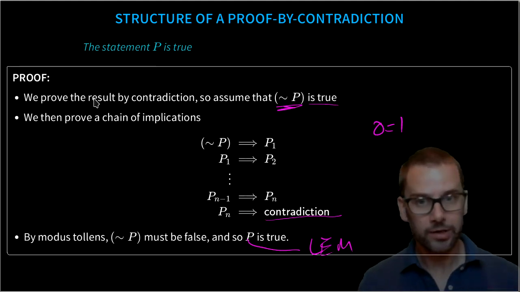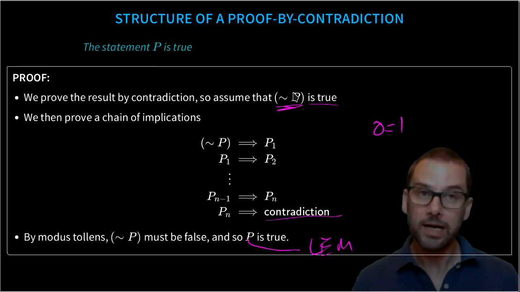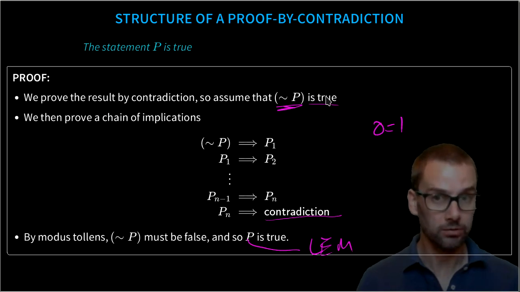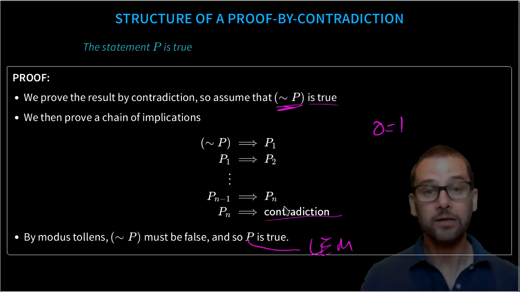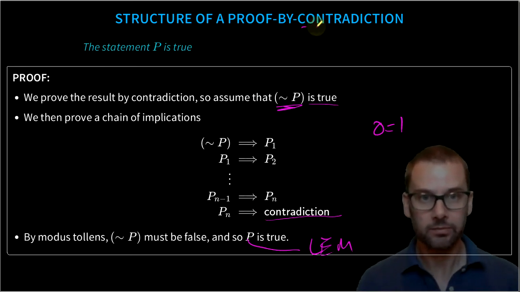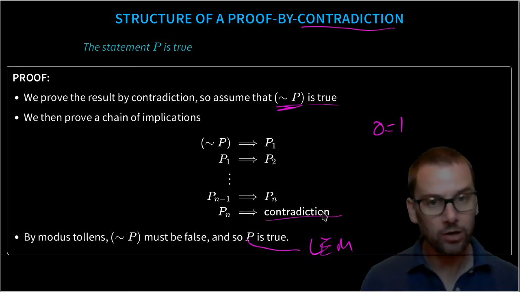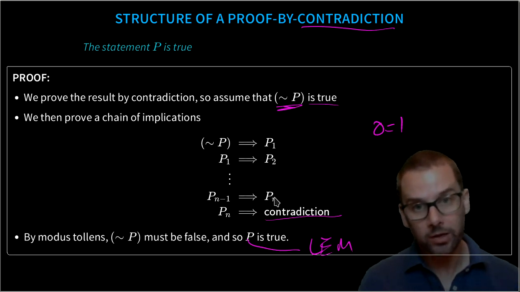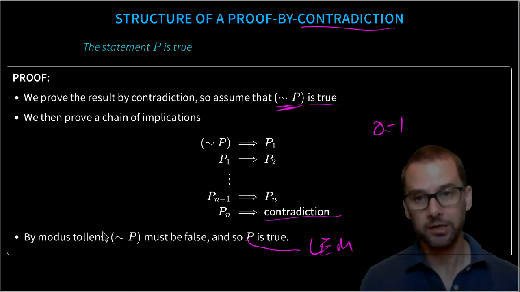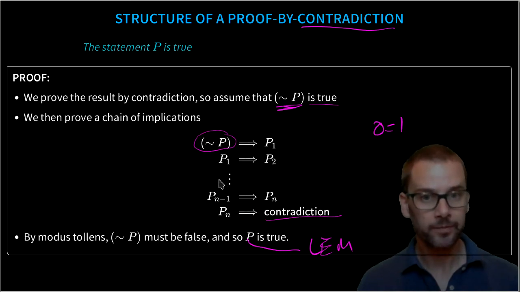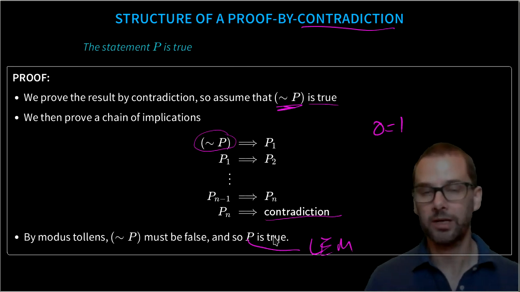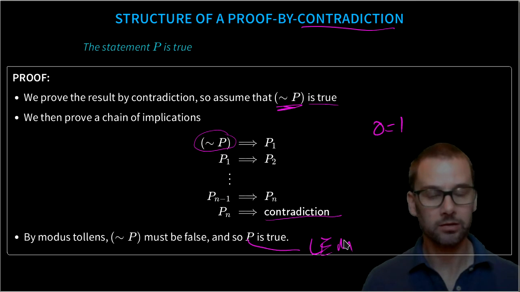So let's just go through that again. We're going to assume that the negation is actually true. We build this chain of implications starting from that negation and reaching a contradiction, hence proof by contradiction. Because this is always false, we can go backwards up this chain of implications by modus tollens to realize that this is false, and so the original statement must be true via the law of excluded middle.